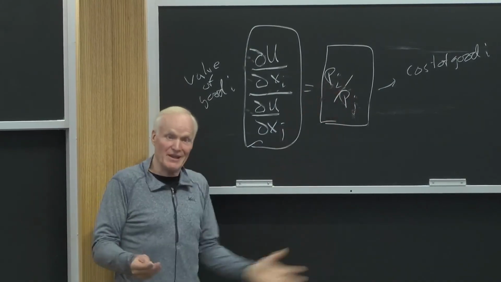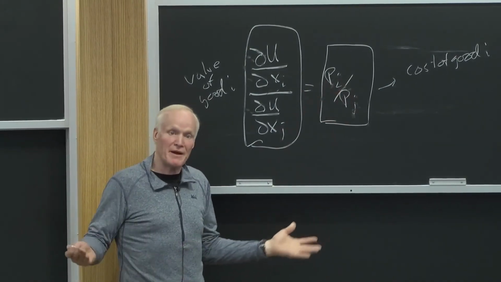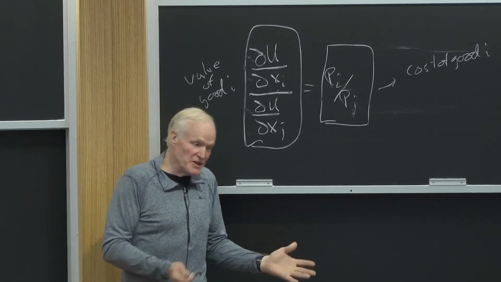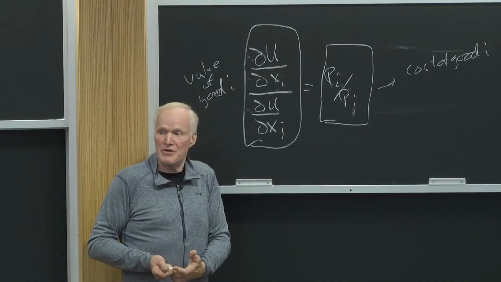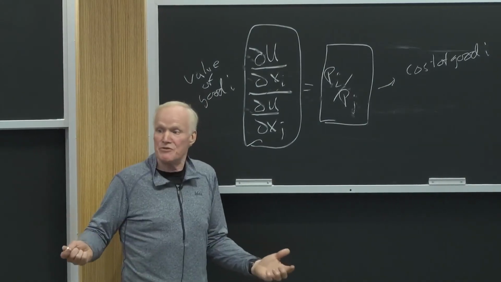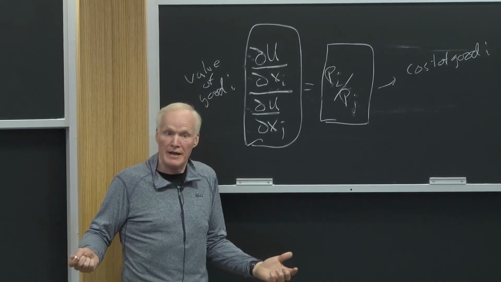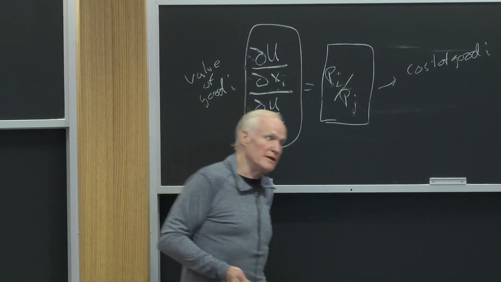You would take less J and more I, you'd be better off. The market says I only have to give up 3 units of good J to get a unit of good I. I'm willing to give up 5 units of good J to get a unit of good I. I can make myself better off, right?